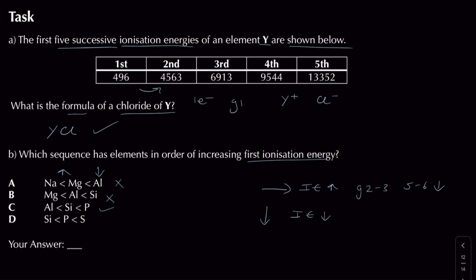Look at the last one. Why is the last one going to be wrong? Well, silicon's in group 4, 5, and then 6. Between 5 and 6, phosphorus and sulfur, we know we end up with a decrease in the ionization energy itself. So our answer is going to be C in this case.